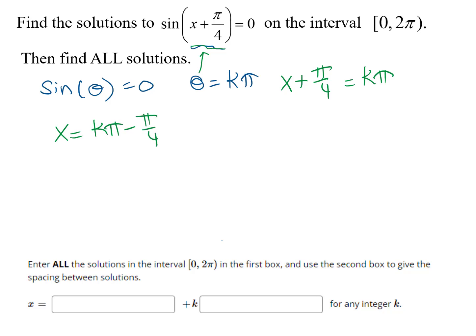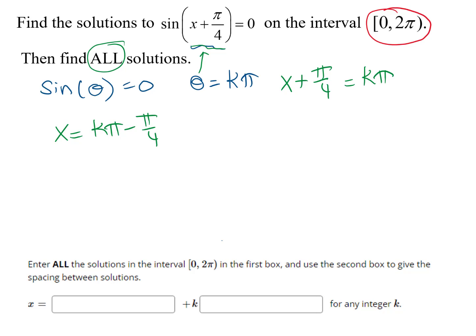Now this would actually be the answer to all of the solutions. It would generate all solutions where k is an integer. If you put in 0, you'd get negative pi fourths, and that would be one answer. You could put in a 1 and get another answer, and so forth. But the first thing it asks for is all of them on the interval from 0 to 2 pi. If we let k equal 0, we would get negative pi fourths, but that's not between 0 and 2 pi.